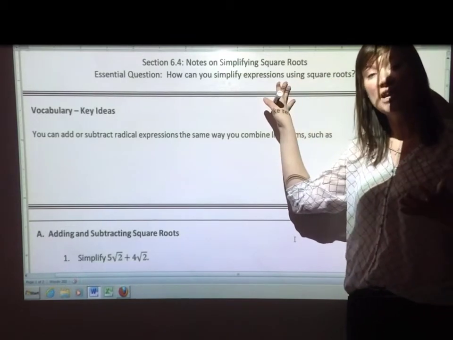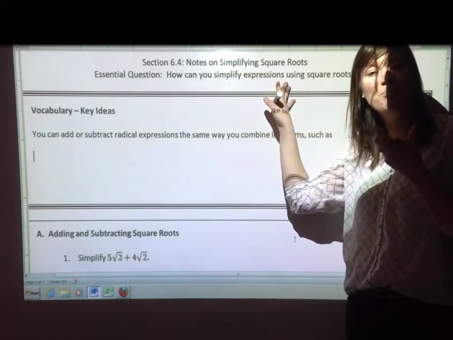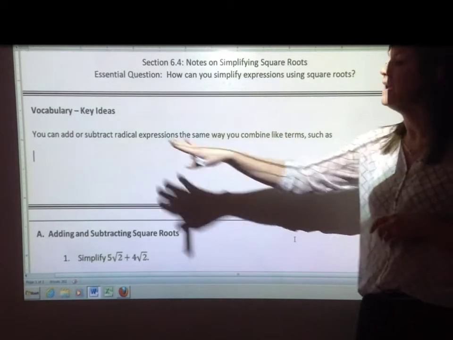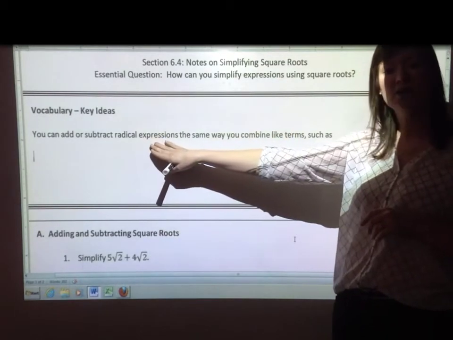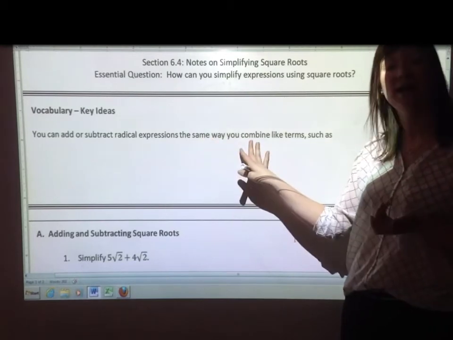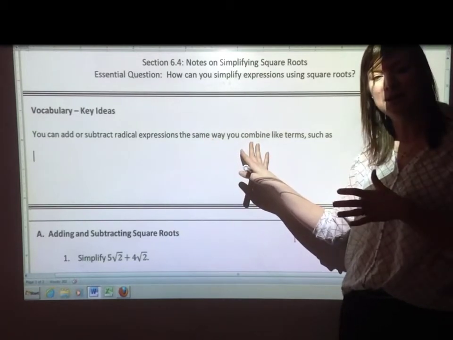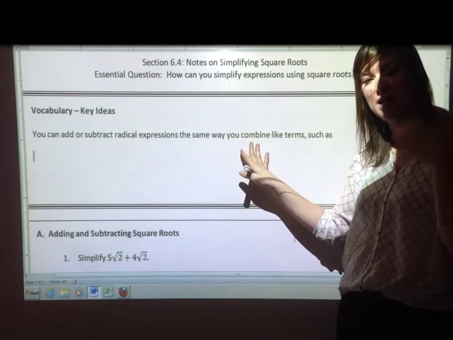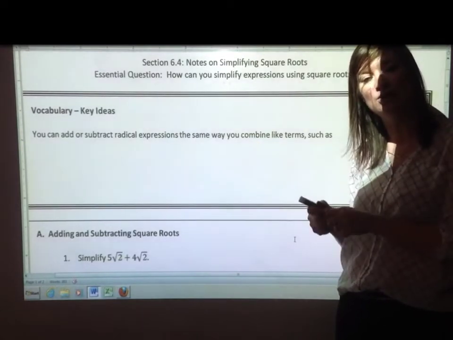Those aren't equations. So we're going to start back in our basic skills and our key vocabulary. You can add or subtract radical expressions the same way you combine like terms. So let's go back to combining like terms and do a quick refresher in our brain, and then we'll extend that into the radical world.